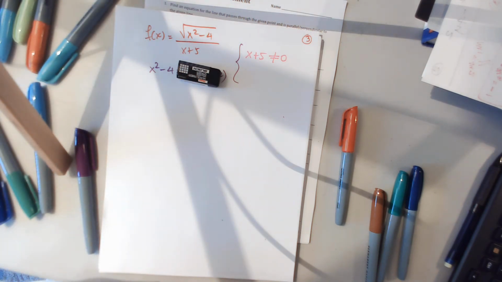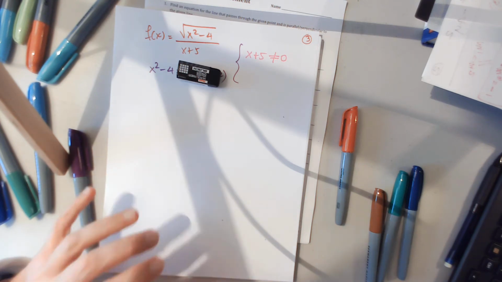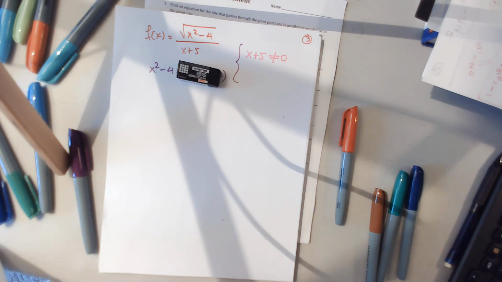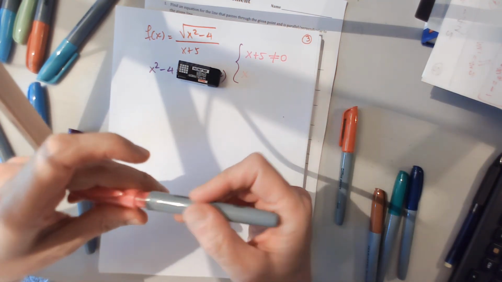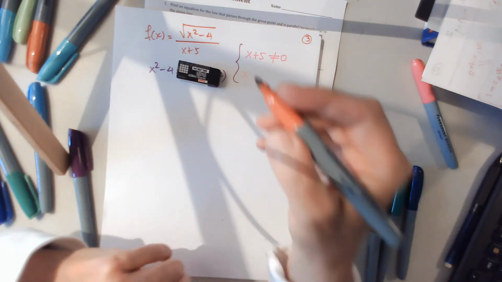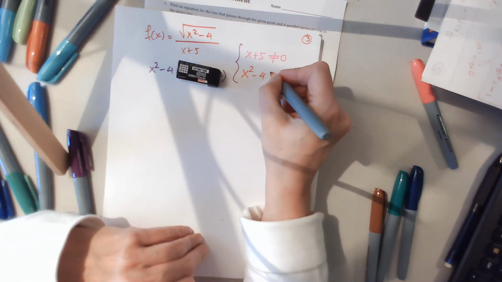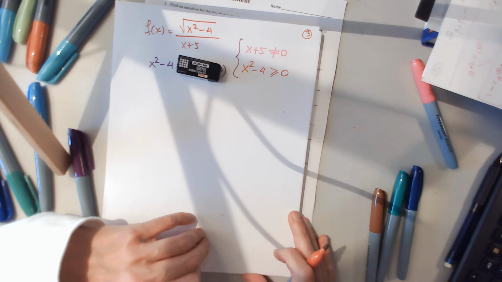X cannot be less than 0. No. Oh, the solution under the square root cannot be negative. Very good. What is this? X squared minus 4 has to be greater than or equal to 0.